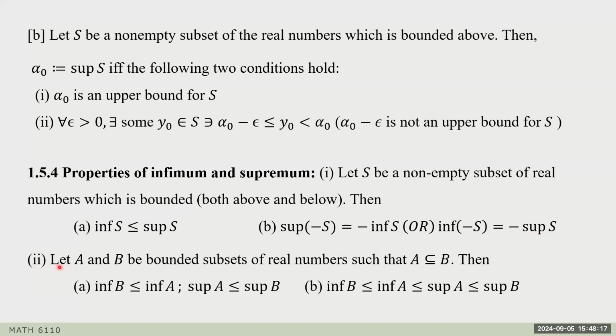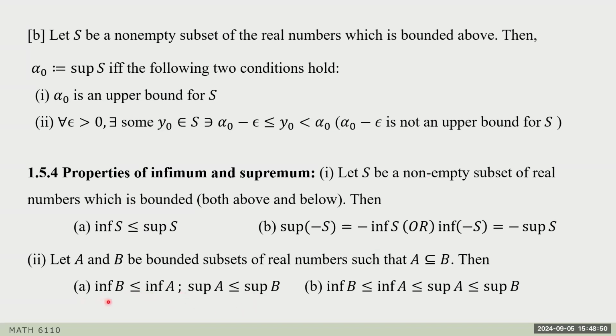Another set of properties is if A and B are bounded subsets of real numbers, so again, just regular numbers, and it's bounded, so it has the infimum and supremum. In this case, A is a subset of B. Then we get these relationships. The infimum of B is less than or equal to the infimum of A, and the supremum of A is less than or equal to the supremum of B.